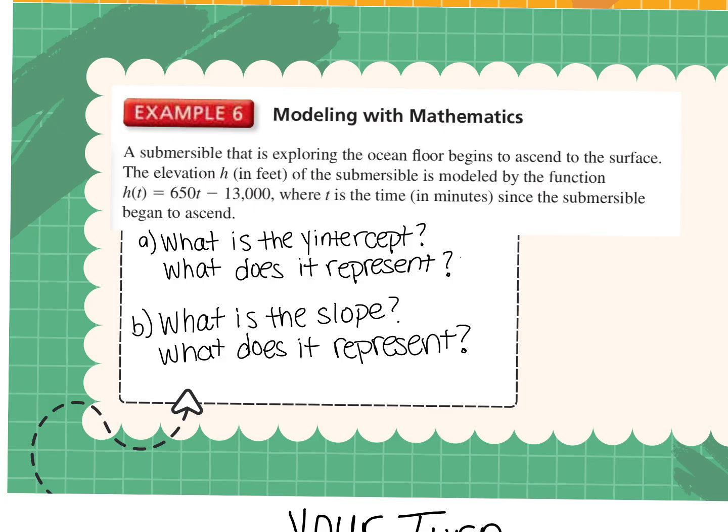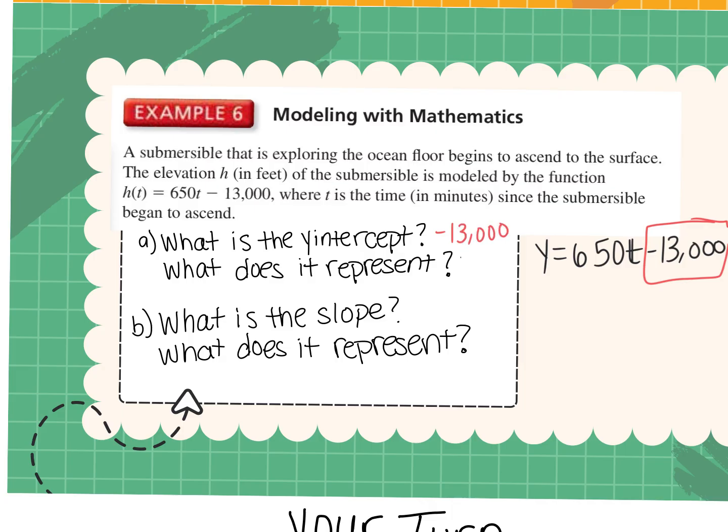So it says, what is the y-intercept? So even though it's written fancy, if I replace the h of t with y and the t with x, it would say this: y equals 650 t minus 1300. Which you could see is written in slope-intercept form. So if I asked you what's the y-intercept, well, right here, this is in the B spot, right? So the y-intercept is negative 1300.